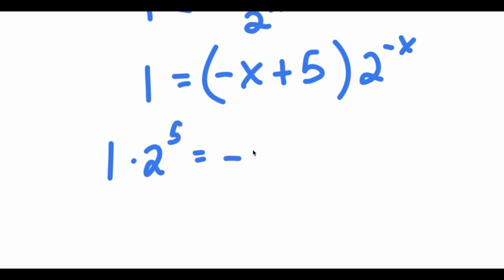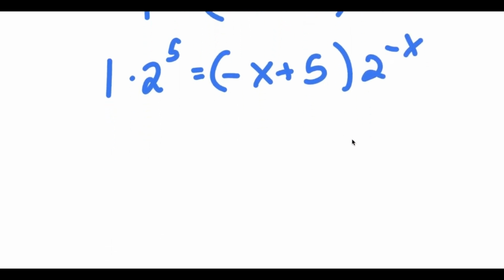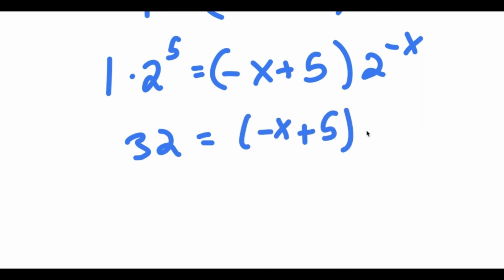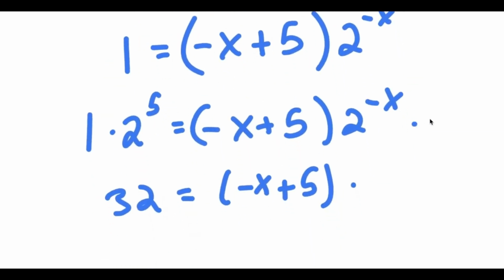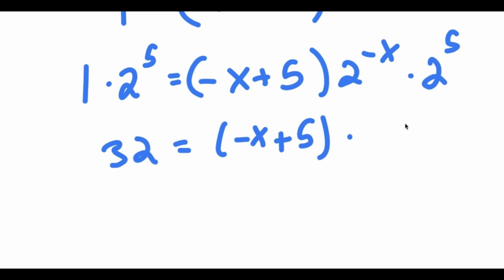is equal to negative x plus 5 times 2 to the power of negative x. And 2 to the power of 5 is 32, so I get 32 is equal to negative x plus 5 times, sorry, I forgot to multiply this side by 2 to the power of 5, but 2 to the power of negative x plus 2 to the power of 5 is 2 to the power of 5 minus x.